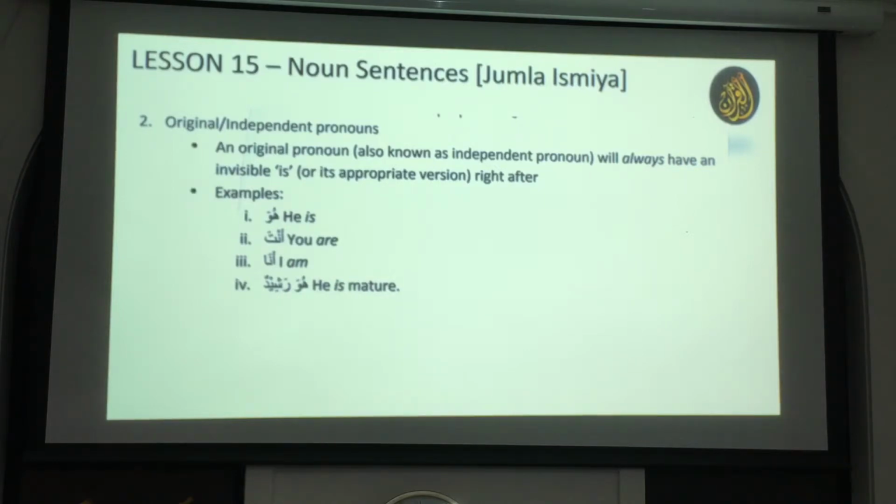Is it going to be was? Here there could be was or were, depending on the tense. We're going to see this later, okay? Depending on the context, depending on the other part of the sentence. But you know that there must be an is or was. So basically huwa itself, it's not just he, it means he is. Anta means you are, ana means I am, nahnu means we are.